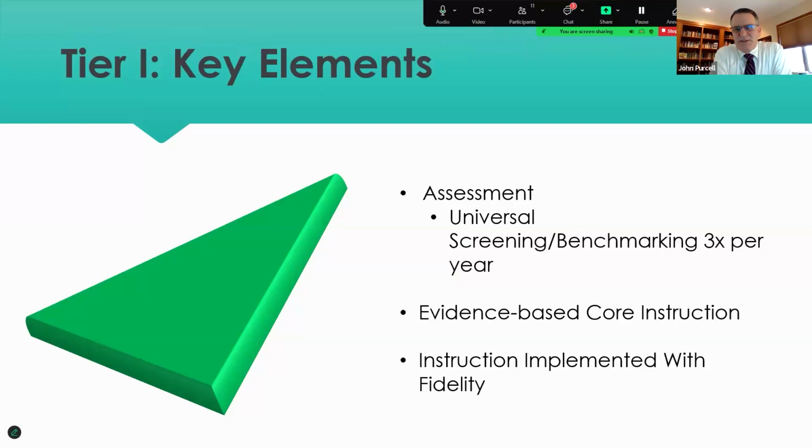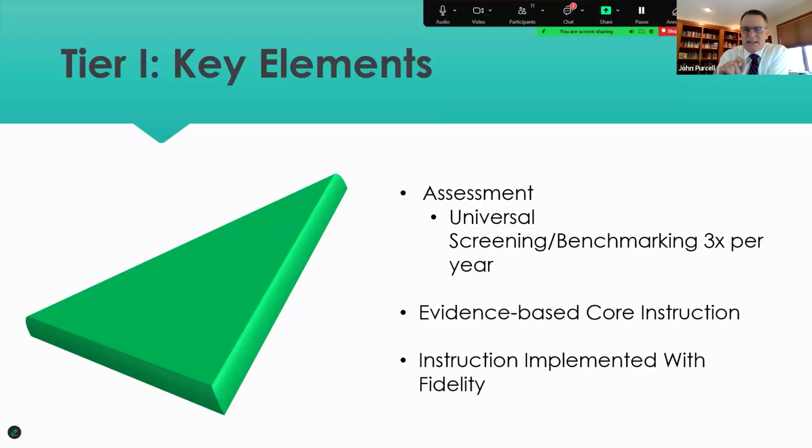What's not on here is the diagnostic assessment. When we give that universal assessment, say you're looking at NWEA, and you look at the numbers, that tells you who. When you start grouping students, that tells you who should be where, but it doesn't tell you why.